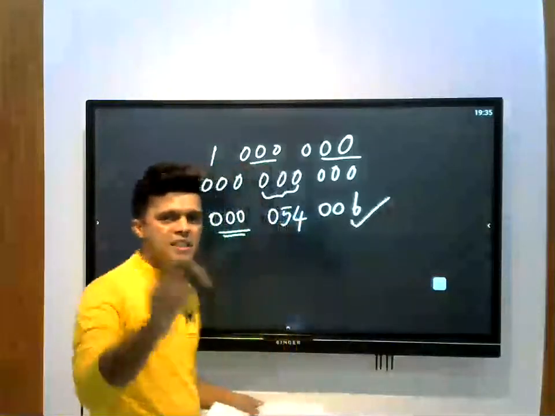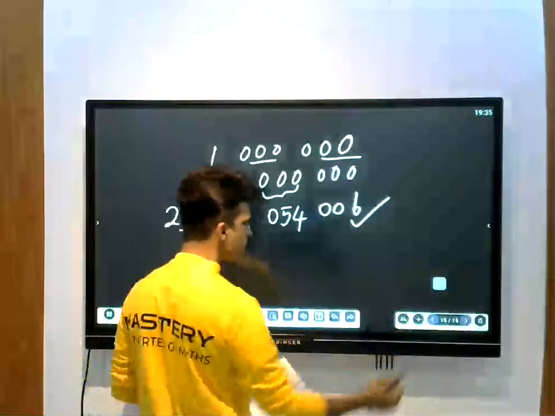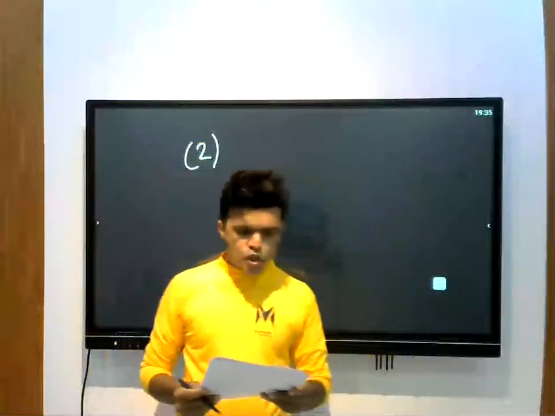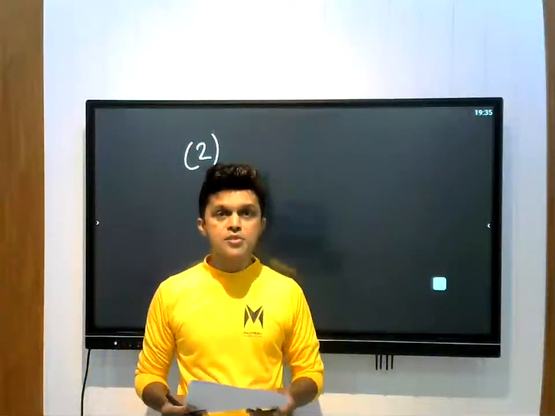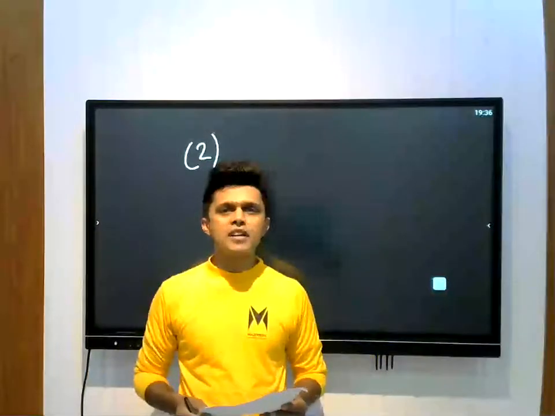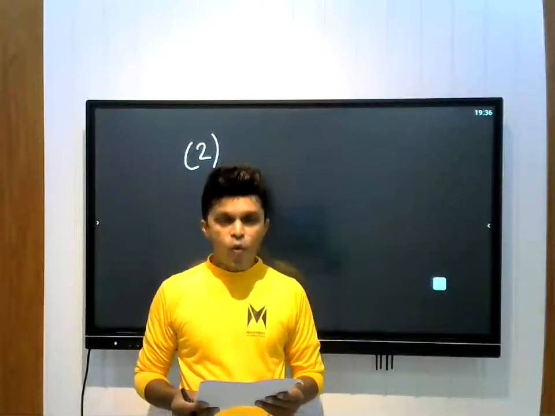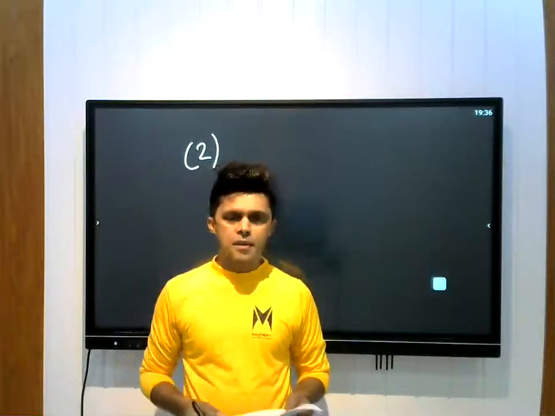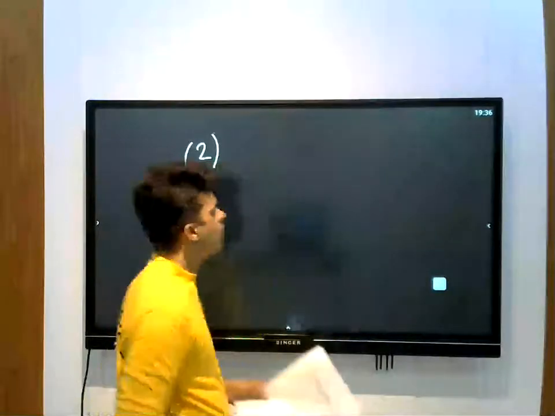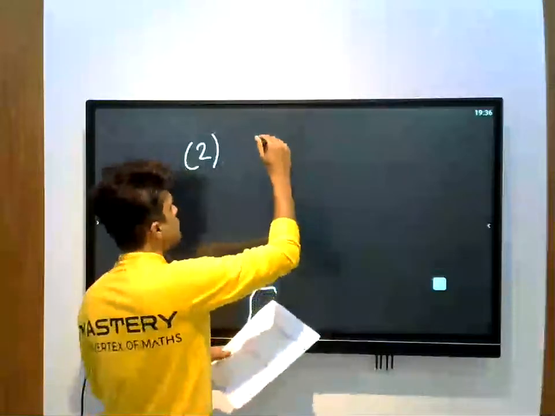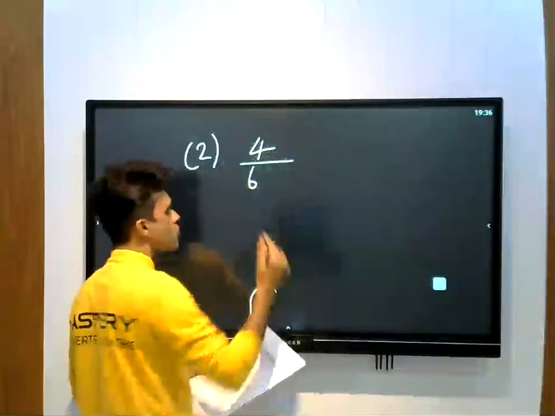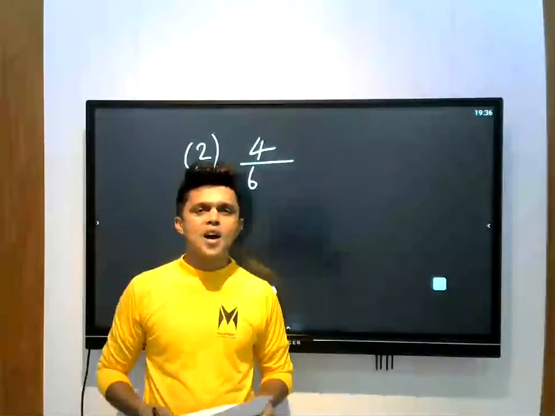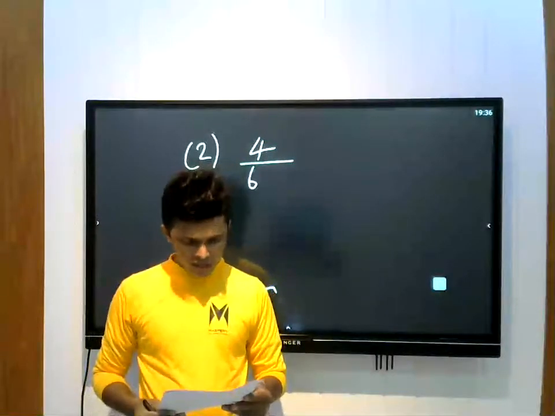Okay. Let's discuss the second question. Write two equivalent fractions for 4 over 6. How can you write an equivalent fraction?